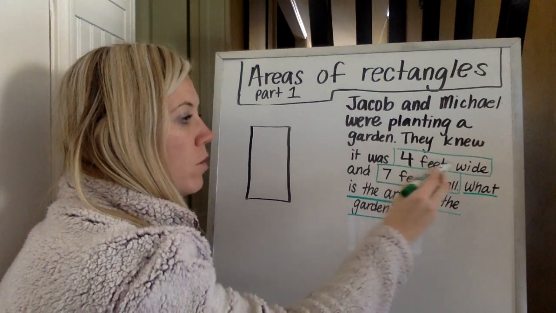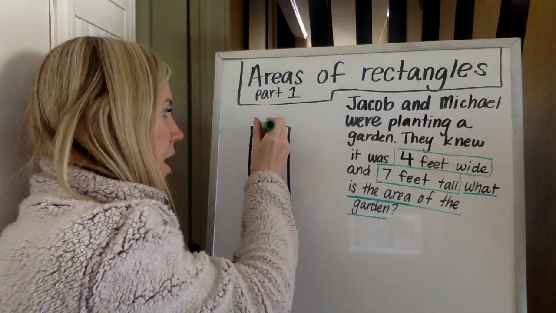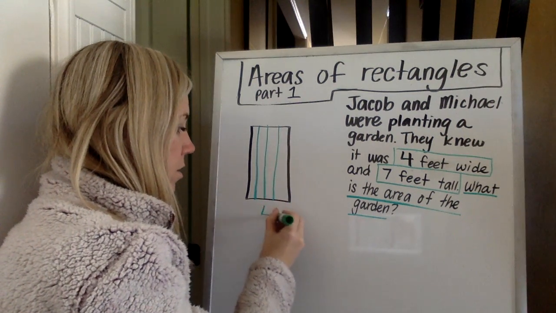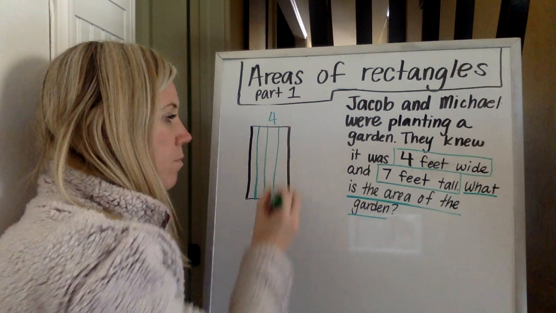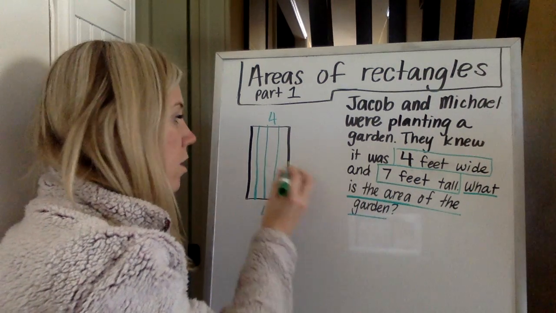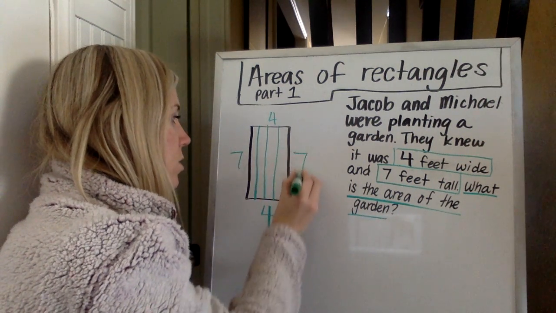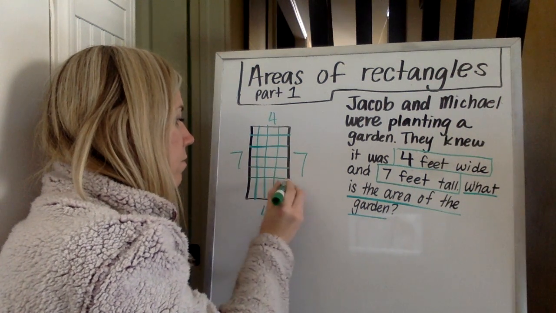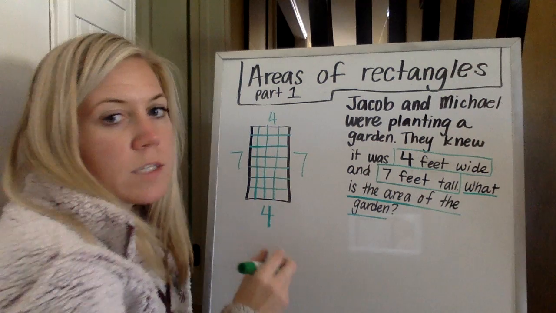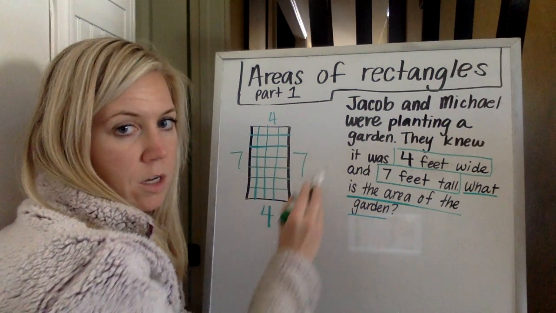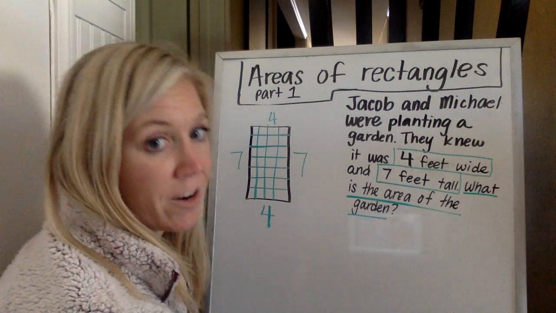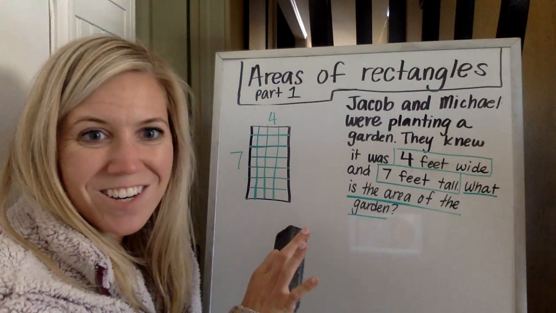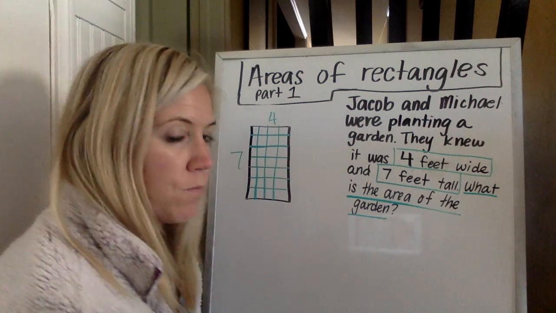So we know if it's 4 feet wide, that means we're going to have 4 columns because our width is the top and the bottom. And it's 7 feet tall, so we're going to have 7 on each side. 1, 2, 3, 4, 5, 6, 7. If we were doing perimeter, we would need all the numbers on the outside, but because we're doing area, we only need 2. So I'm going to go ahead and erase those because we don't need them. We just need the 1 and the 2.